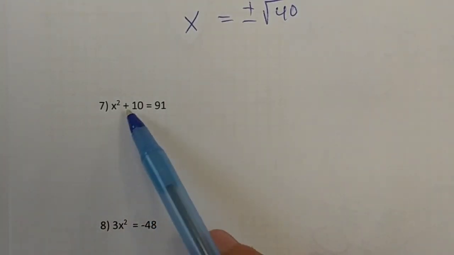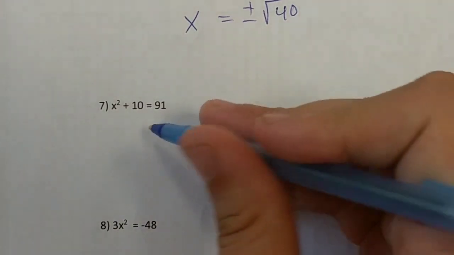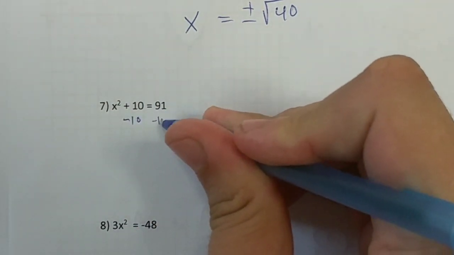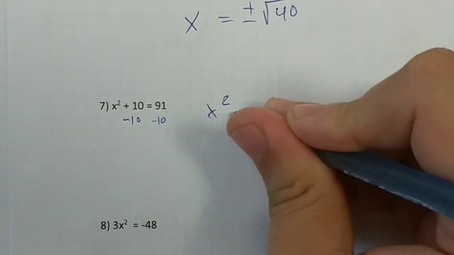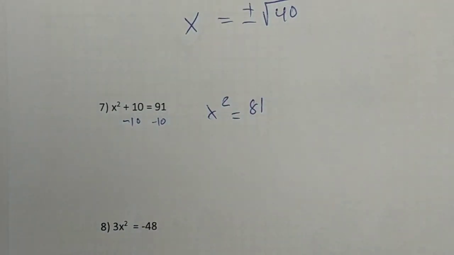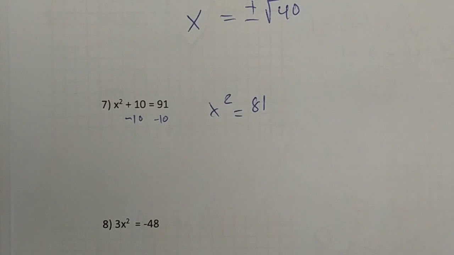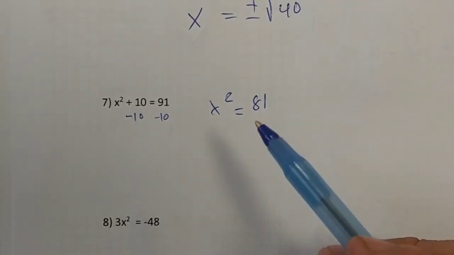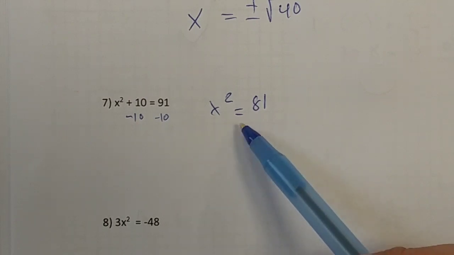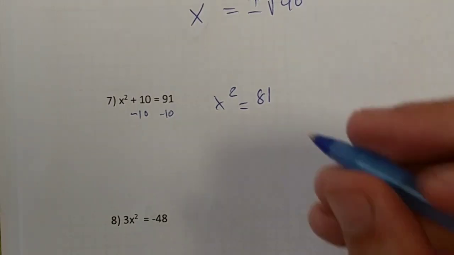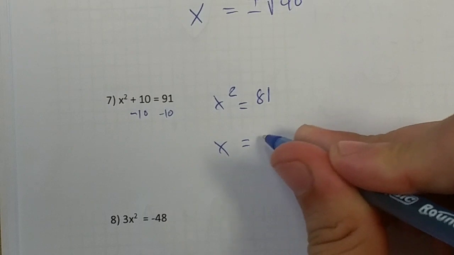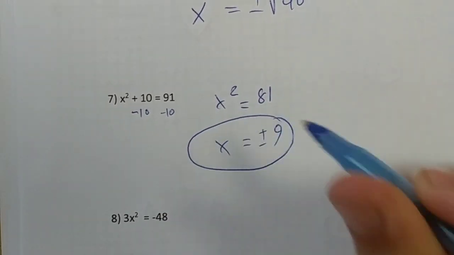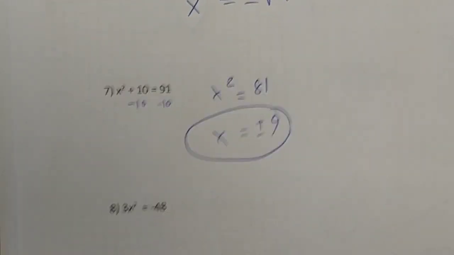Hey, there's something next to the x squared that I don't want to be next to the x squared. So I got a minus 10 on both sides. So I got x squared equals 81. Now I want to square root both sides. You could type that in your calculator. I'll give you 3 seconds. It's x equals plus or minus 9. I know some of you did it in your head, so I'm proud of you guys.